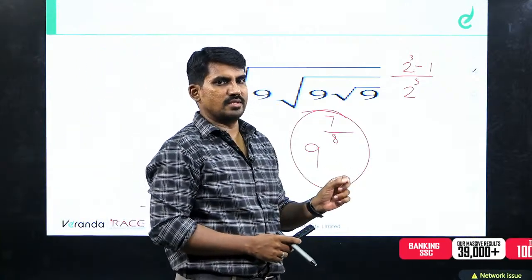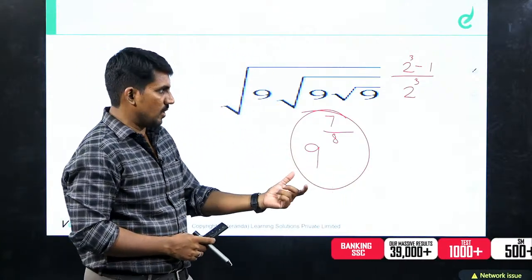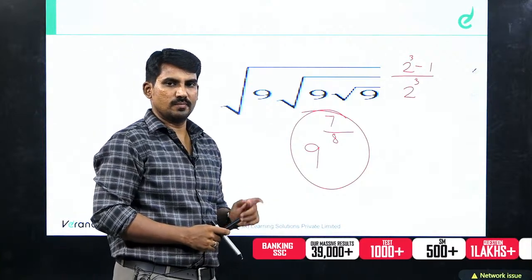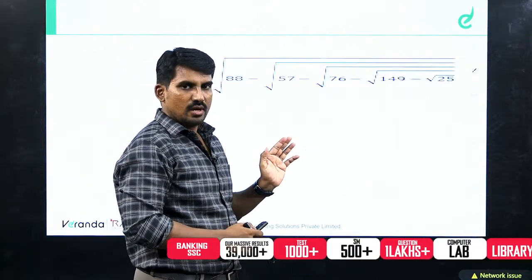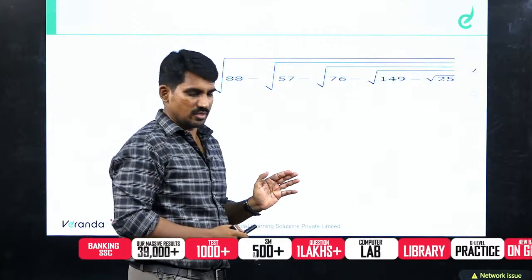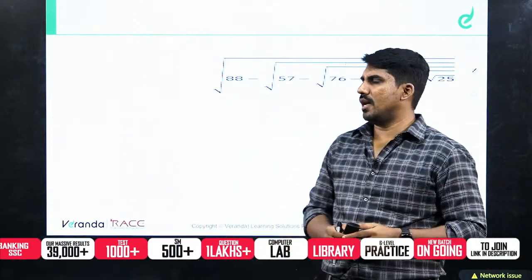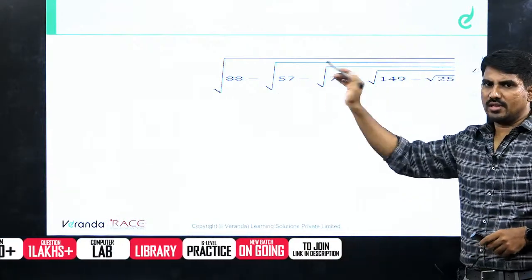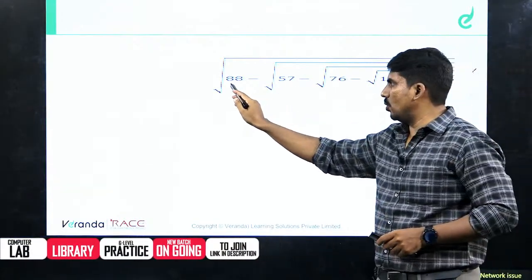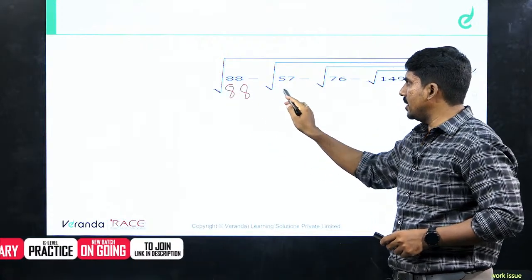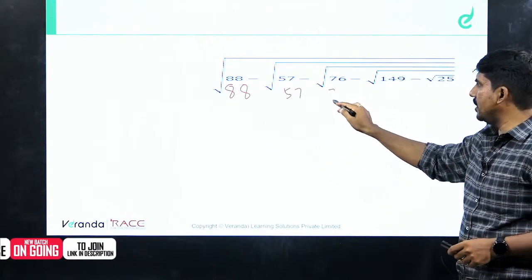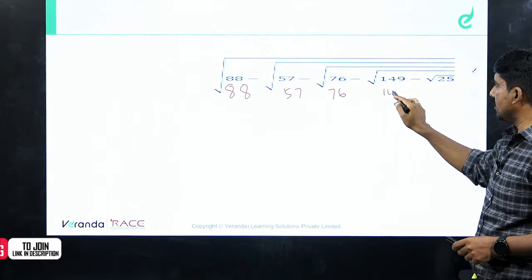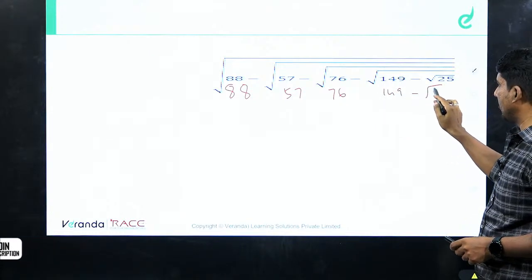Clear? This is the next type of question, infinity not given. Right? Now, the last type of question. These are root problems. See, root of 88, this is 88, right? Root of 88 minus 57 minus 76 minus 149 minus root 25 is given.